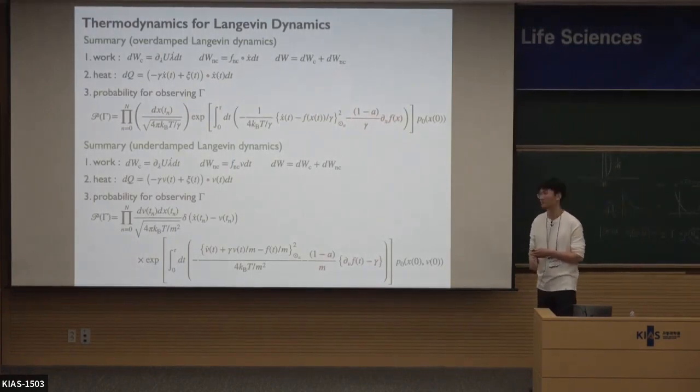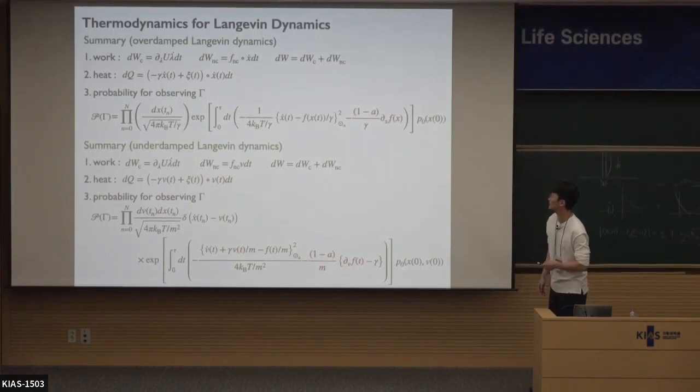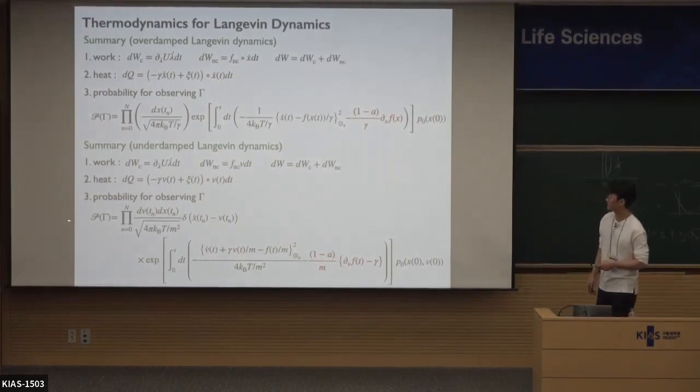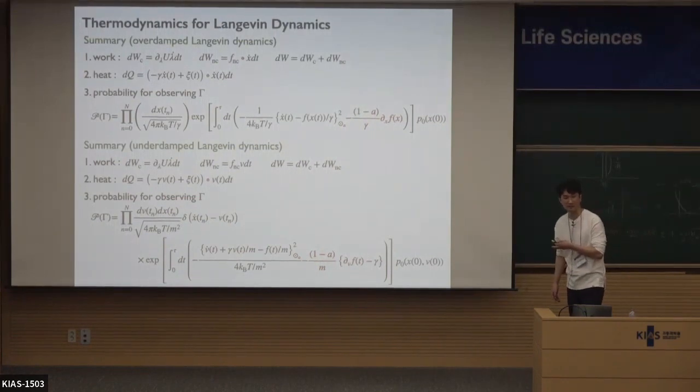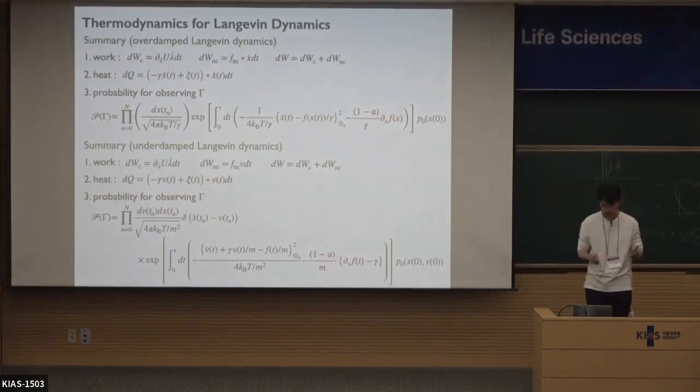This is a summary I have talked about. In lecture one, I talked about how to define work and how we evaluate the path probability for the overdamped Langevin system. I did not talk about how to evaluate the path probability for the underdamped Langevin system, but it is essentially the same, with one difference: there is a delta function, which means there is one constraint, x dot equal to v. This is the underdamped Langevin equation. That's why we have to put this delta function here, but other things are essentially the same as the overdamped Langevin case.